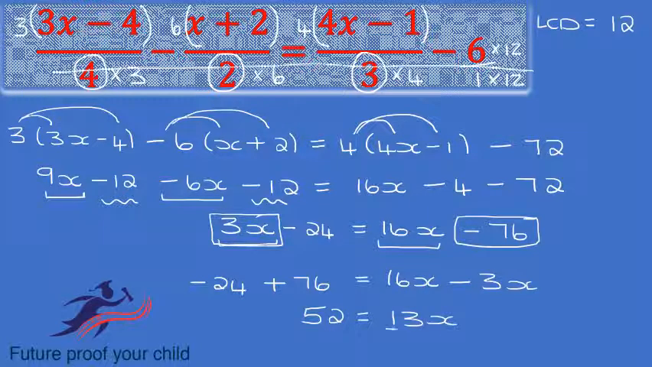Then to get x alone, I'm going to divide both sides by 13. So 52 divided by 13 gives me 4. And then on the right hand side, 13 and 13 can cancel, so therefore I just get x.